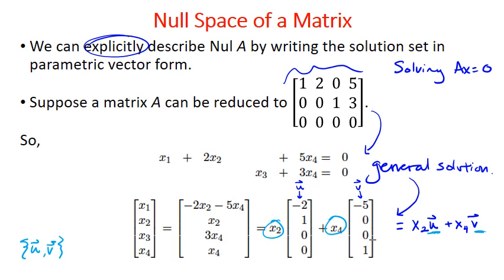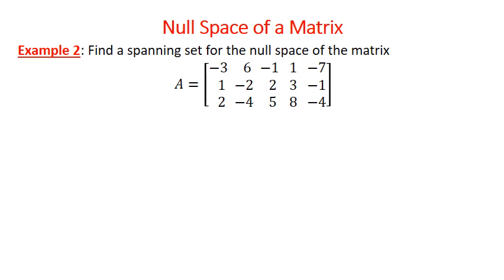UV is a spanning set for null of A. And I'll provide you all of this information here in a little bit. But let's look at another example of this. So we want to find a spanning set for the null space of this matrix here.